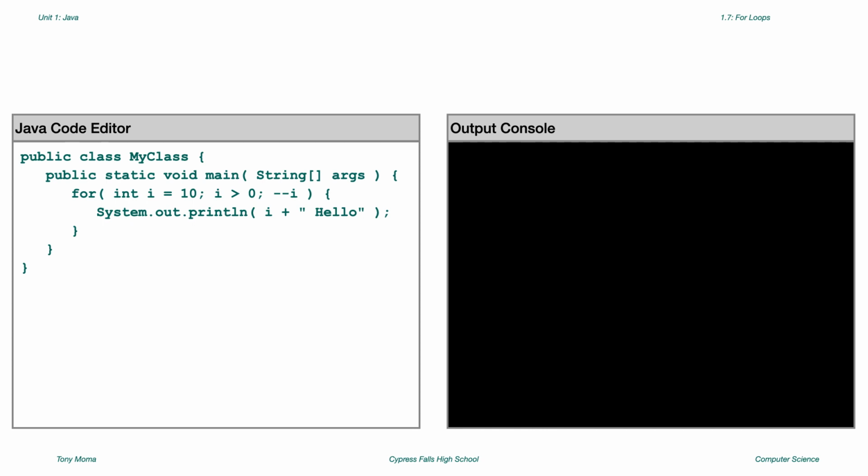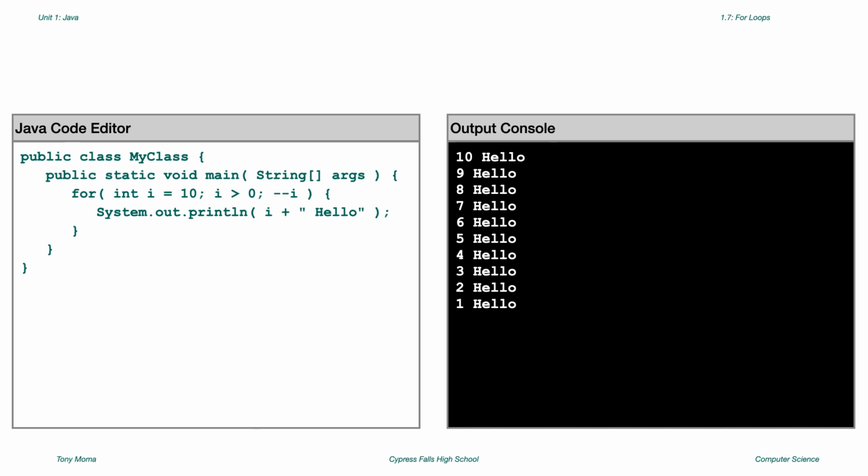In this example, we initialize the loop variable to 10. We set the for loop to loop for as long as i is greater than 0. Then we decrease i by 1 after each iteration, thus leading to this as our output. Okay? Notice that the i variable started at 10 and went all the way down to 1.